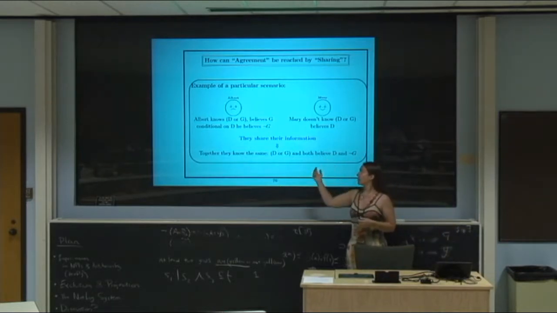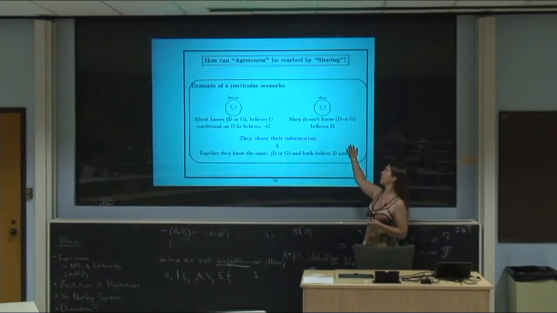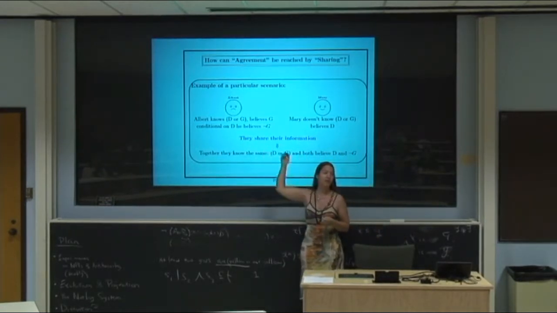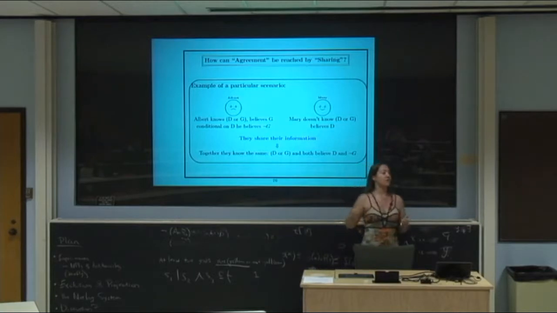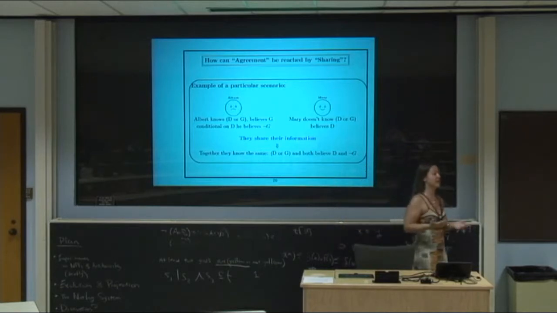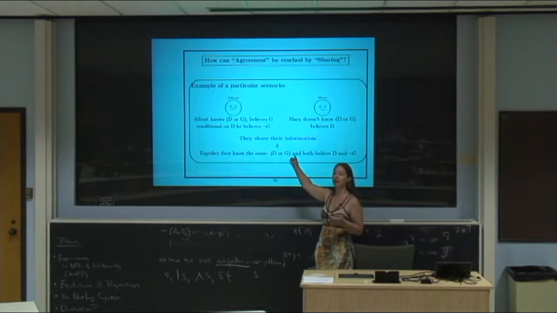And the idea would be that those two agents are going to share their information. One particular way to do it is that we look at who has more knowledge. Well, it's Albert in this case. He really knows D or G. So if they communicate, then Mary should adopt the same type of knowledge that Albert has. So together, what we want is that they know D or G.